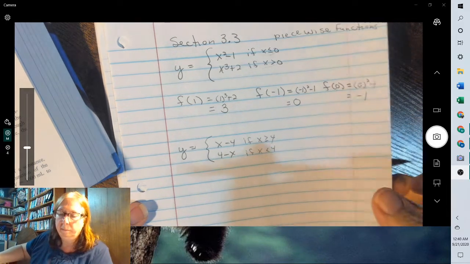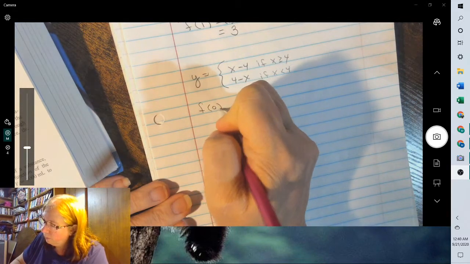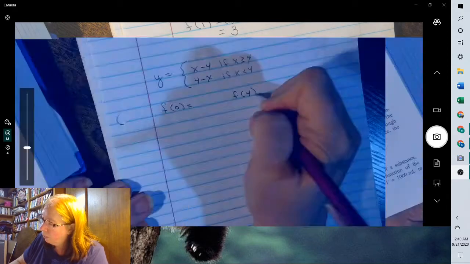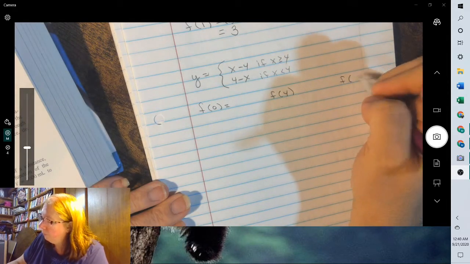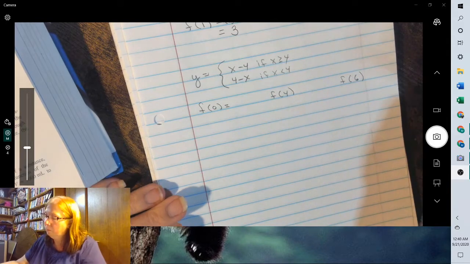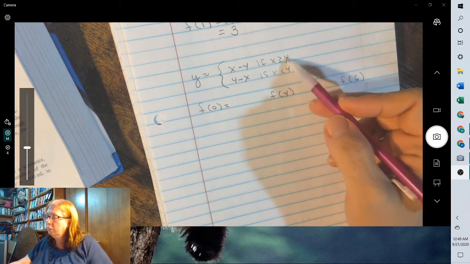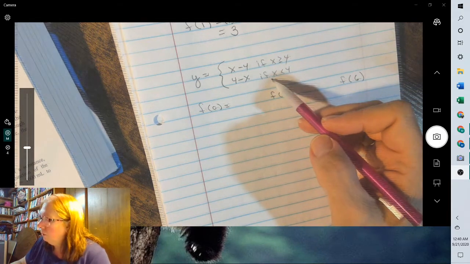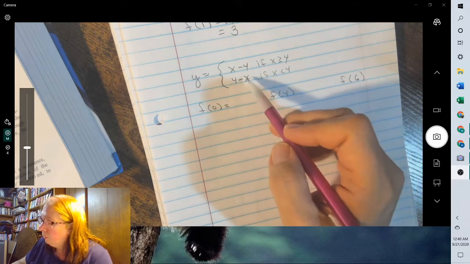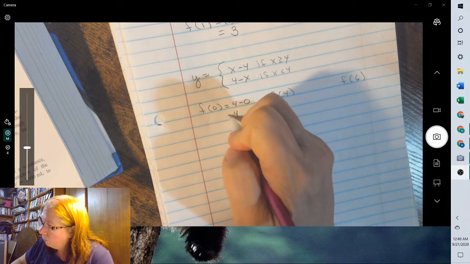Let's try another one. Again, try 0, 4, and 6. So f of 0, looking at both of these, this is the one, 0 is less than 4. So 0 goes here. So we use this one. 4 minus 0 is 4.